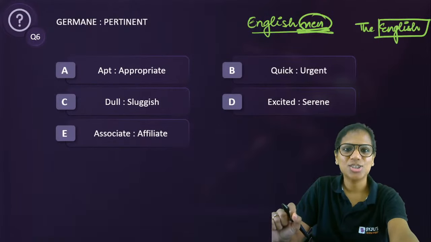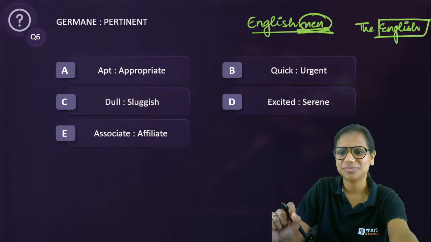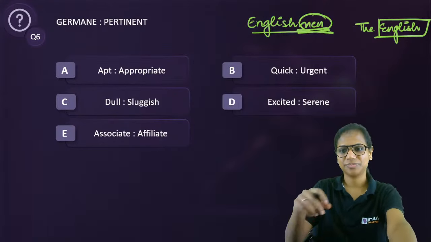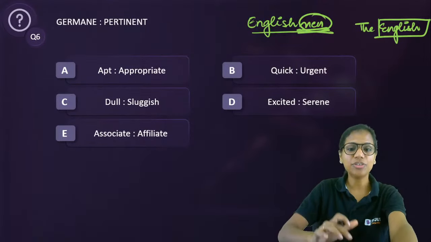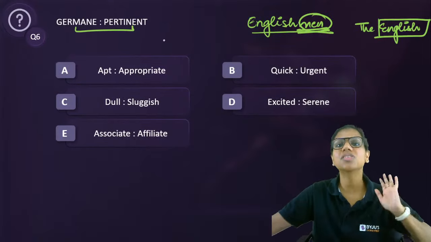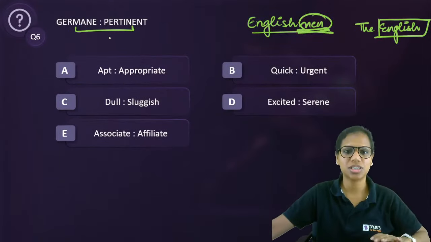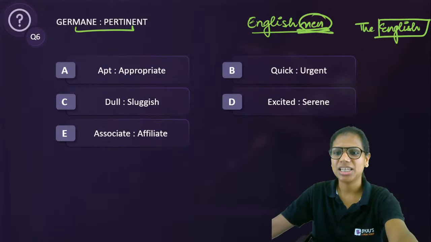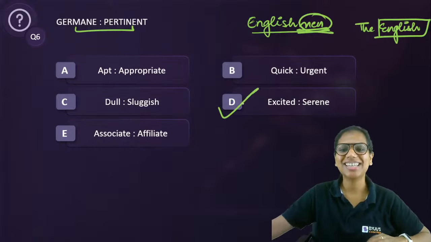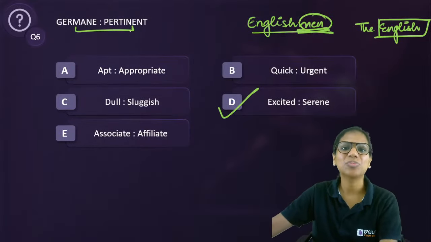Okay. Germane is to pertinent. Which is the farthest here? Tell me. Just two responses. Yes. We have to give the relationship that is the farthest from this relationship, that is the most dissimilar to this relationship. Right? So, absolutely correct. Ram, Varun, Maitri, all of you are correct. D is the answer.